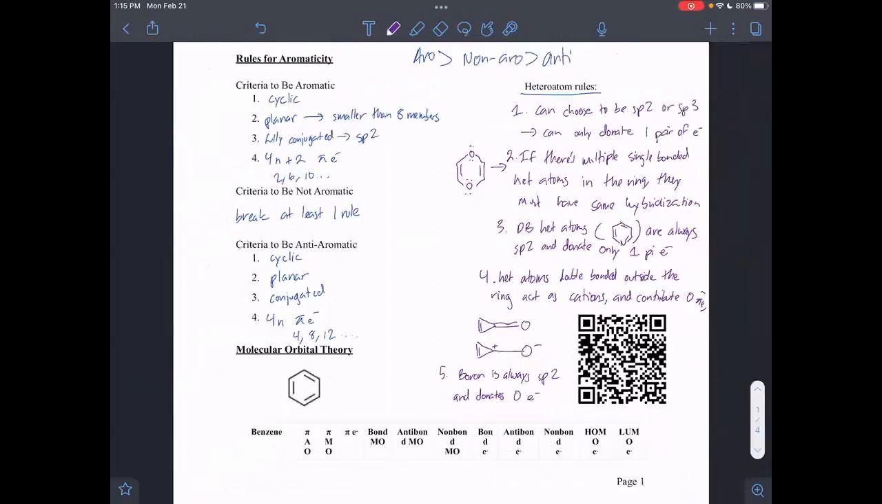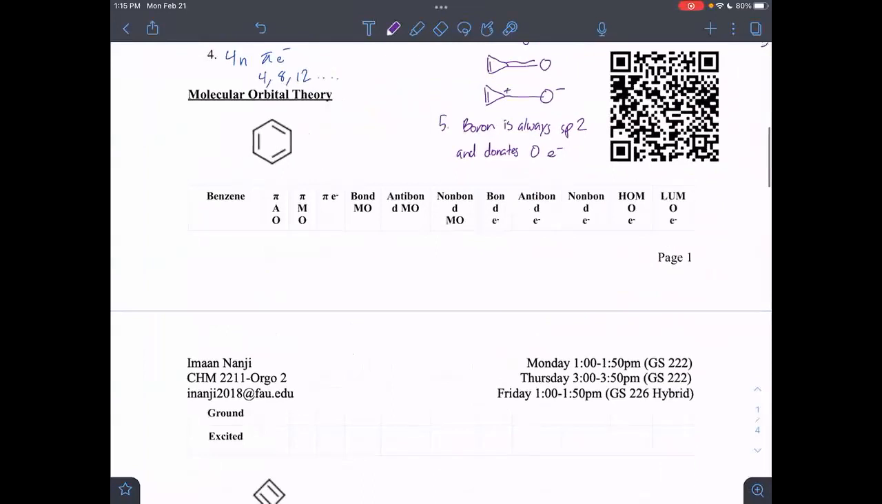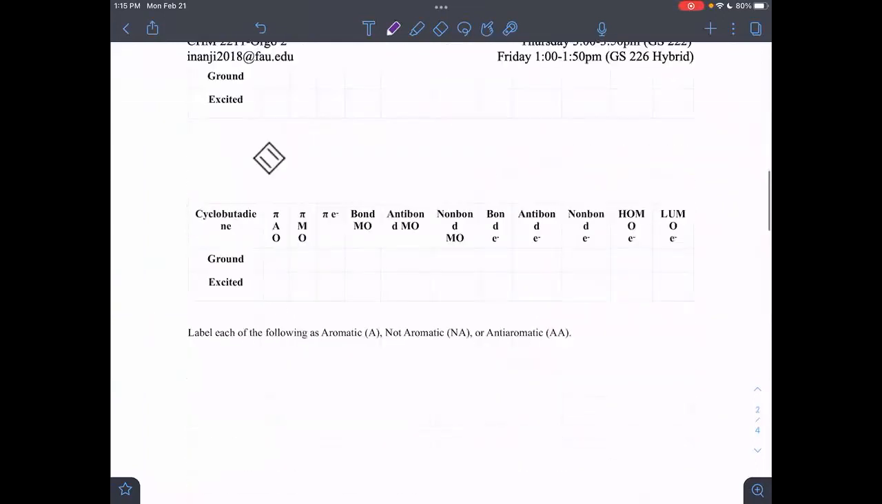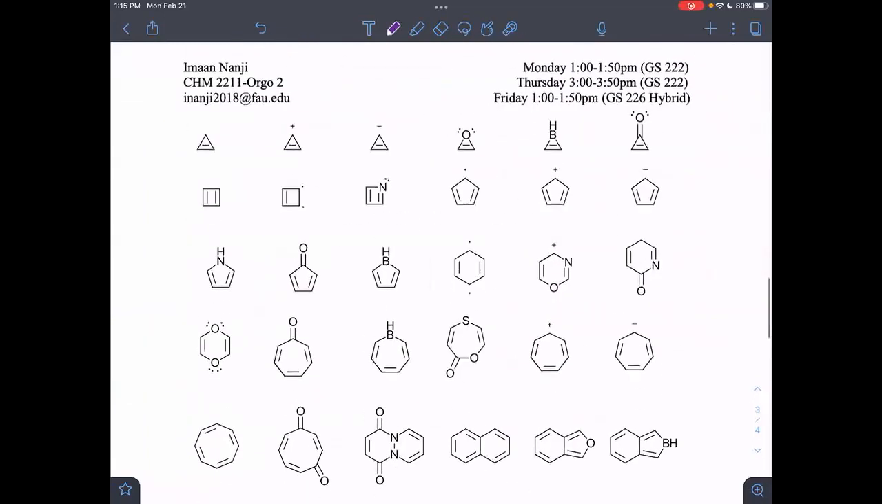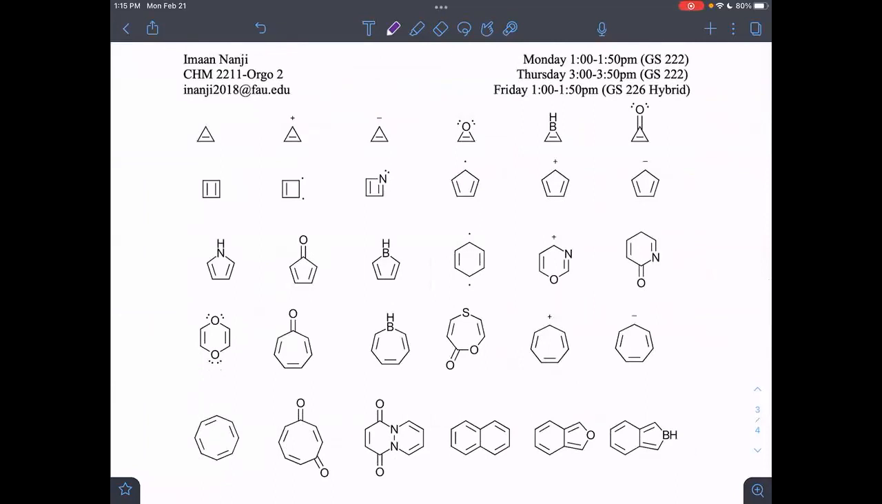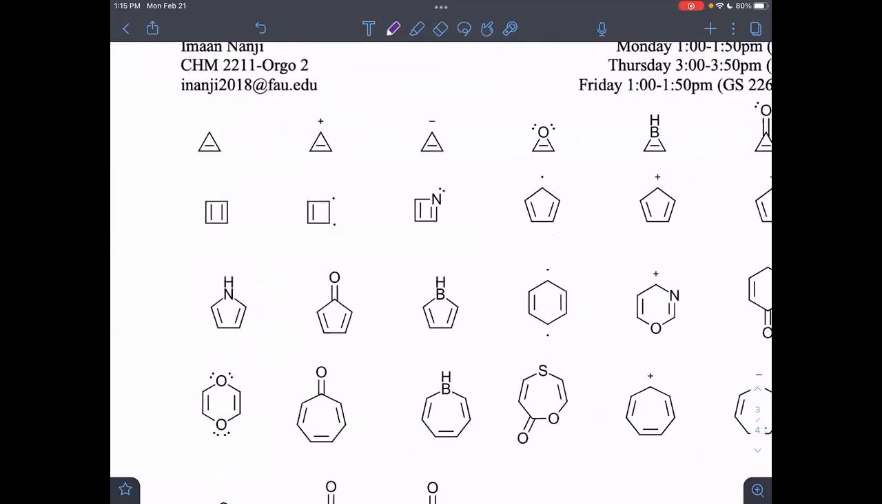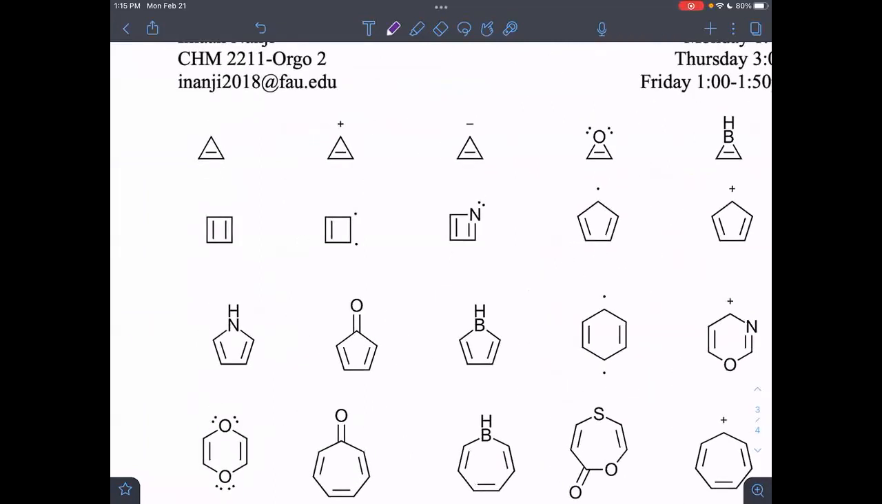Okay, so there's this MO diagram that just demonstrates why aromatic molecules are stable, but it's a waste of time, so we're going to skip it. And we'll go straight into this, which is much more useful. We're basically just labeling each molecule as either aromatic, anti-aromatic, or non-aromatic. And you're going to use the 4 or however many rules I just told you to do that.